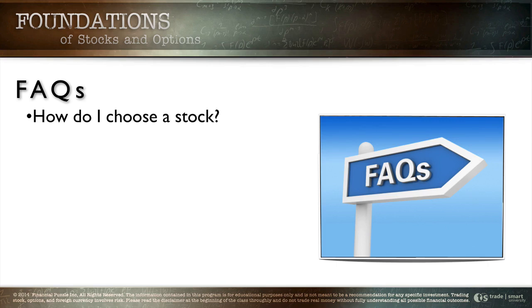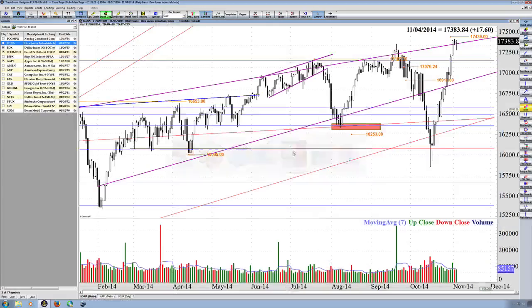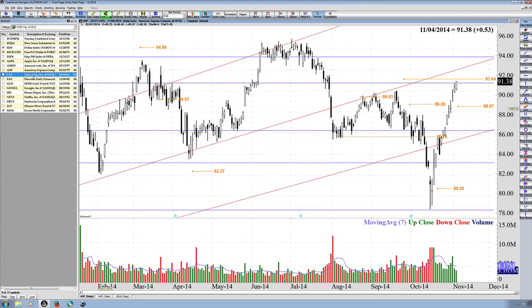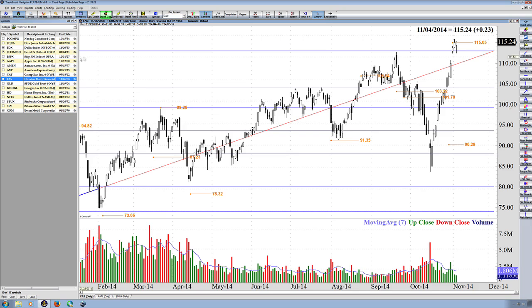How do you choose a stock? Well, Dinesh, I've already answered this one for you. You choose a stock by just picking one. I truly do not care. We can come over here, and I can come to Trade Navigator, and I can pick any of these stocks, and I can start doing my trade setup. I don't care what it is. I can start doing it.